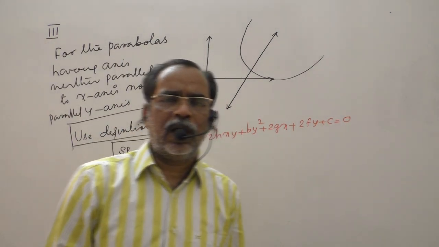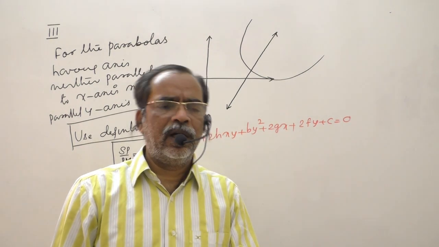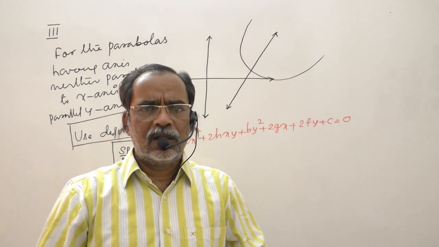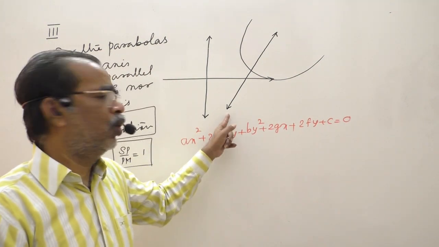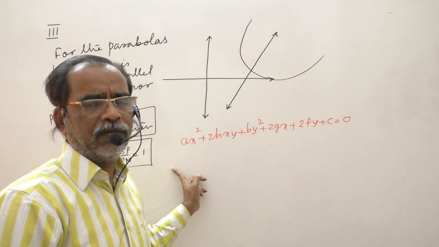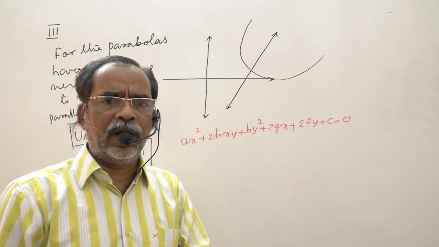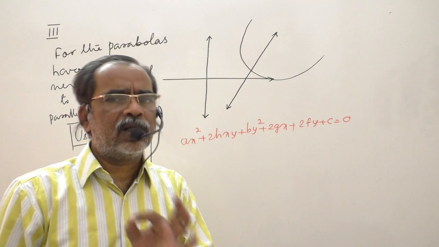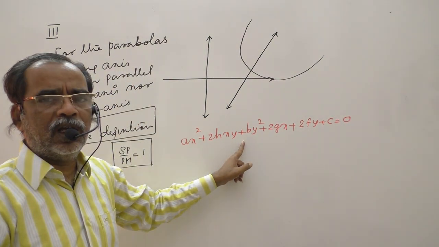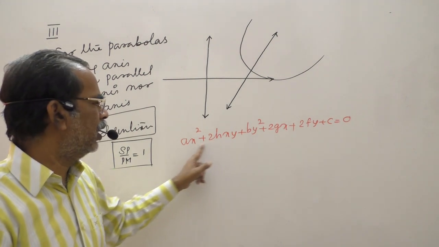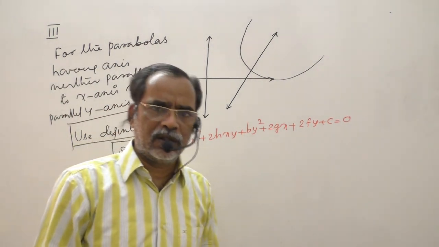Therefore, for the parabolas, if their axis is neither a horizontal line nor a vertical line, some inclined line is there, in that case the parabola can be found using the definition. The definition can always be applied whenever you know the focus and directrix. By applying this, you can find the equation of the parabola. Its equation will be in this form. This is the third set.